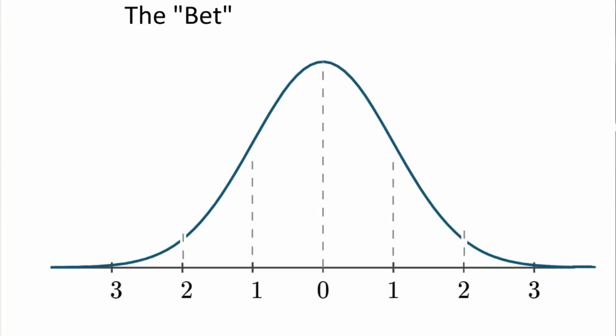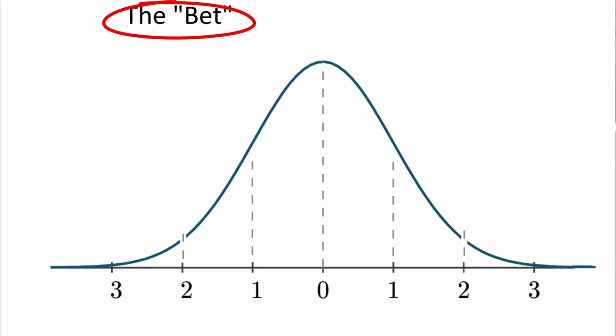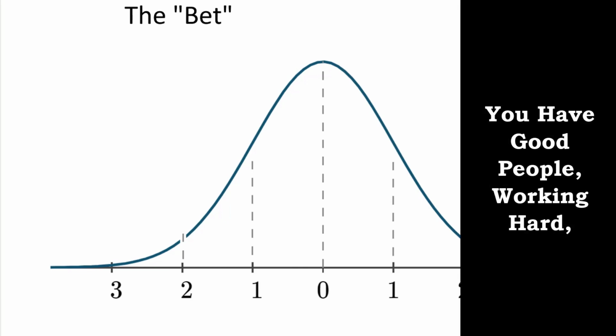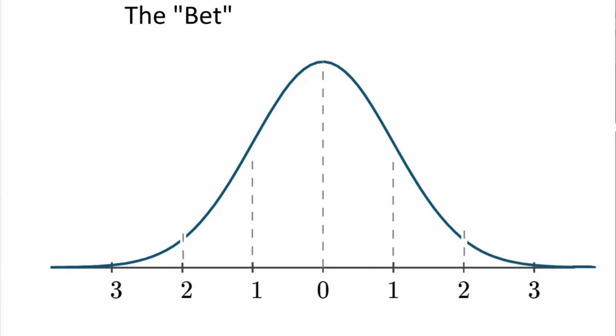Okay, so in the intro we said we're going to be talking about the perfect prospect profile today. And to kick things off, I want to talk about the bet, which is a bet I've been making with rooms full of executives, either CEOs, CFOs, CSOs. And it's simply this. Right now, I will bet a big number that you have good people working hard, trying to get business you don't want. And again, I've been making this bet for years, and everybody sits there and nods their head, and it's like, what is going on? How could this possibly be happening?